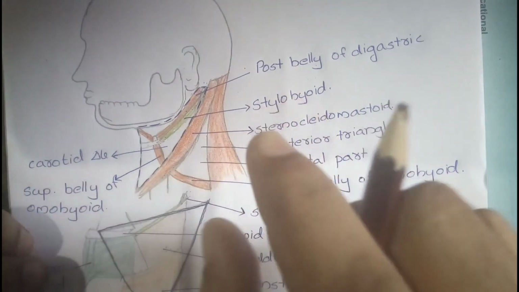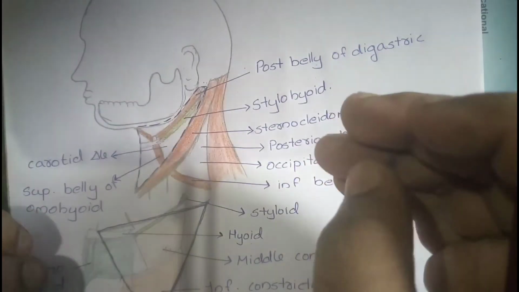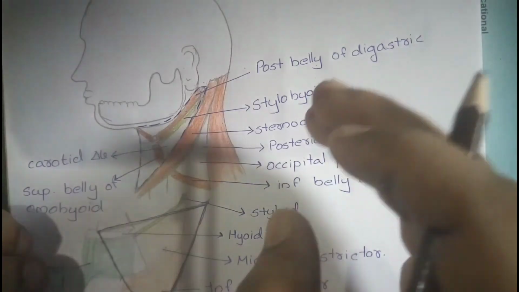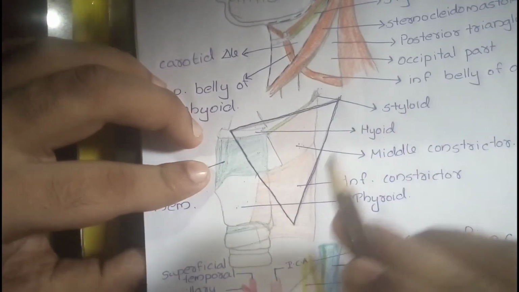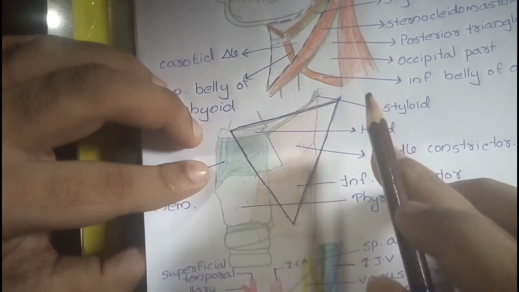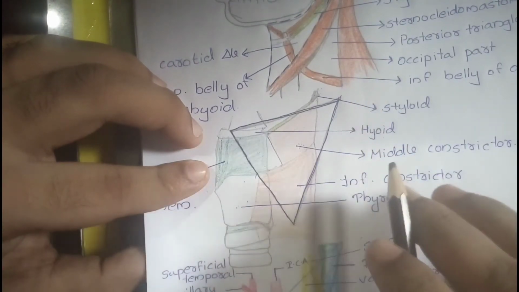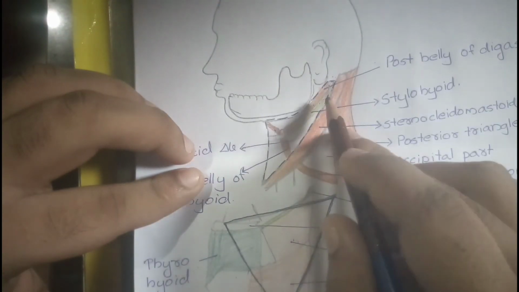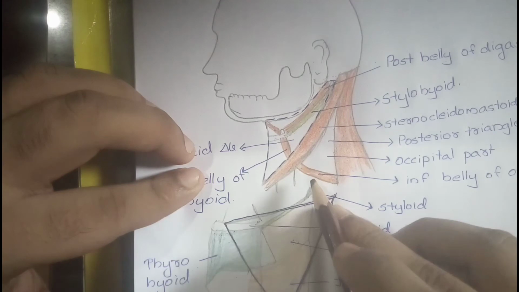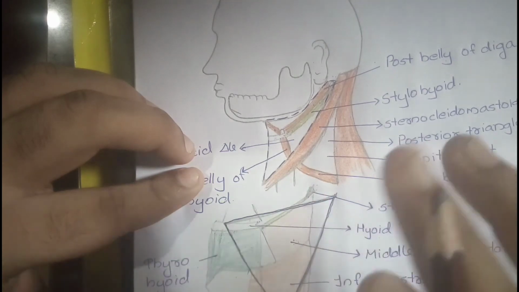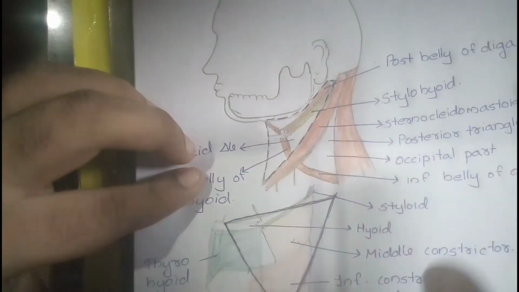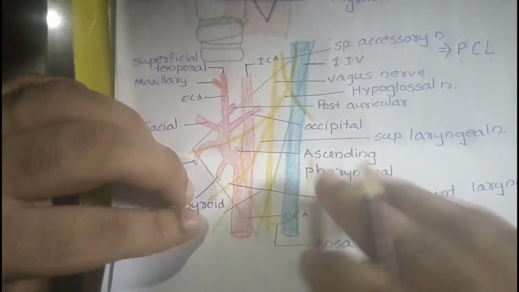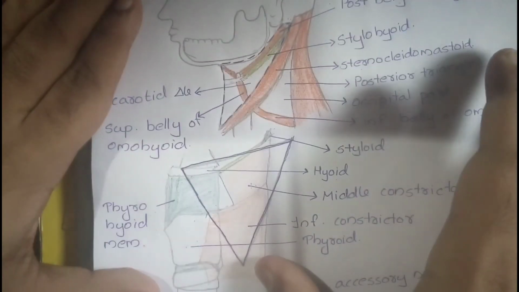So which are the lymph nodes? They are the deep cervical lymph nodes situated along the internal jugular vein. These include the jugulodigastric node below the posterior belly of the digastric, and the jugulo-omohyoid node above the inferior belly of the omohyoid. These are all the structures present in the carotid triangle. So this is all about the carotid triangle.